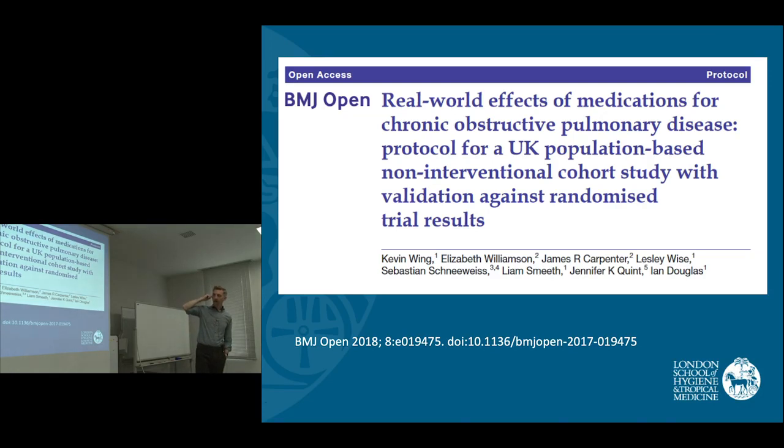Okay, and then moving on to a study that I'm involved with, again in the CPRD, where we're looking at the real-world effects of medications for chronic obstructive pulmonary disease. And this is the published protocol, and we're trying to use the electronic health records to answer a question about effectiveness, but using the results of a randomised trial to validate our findings.